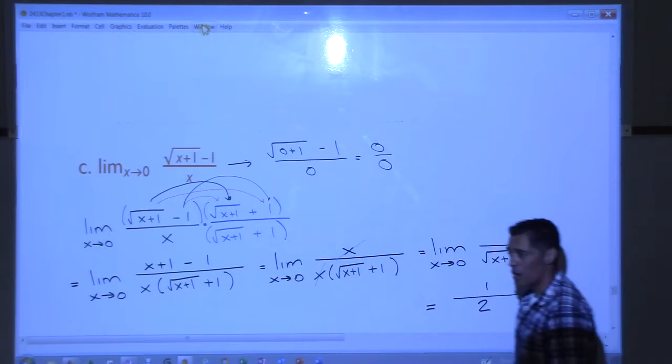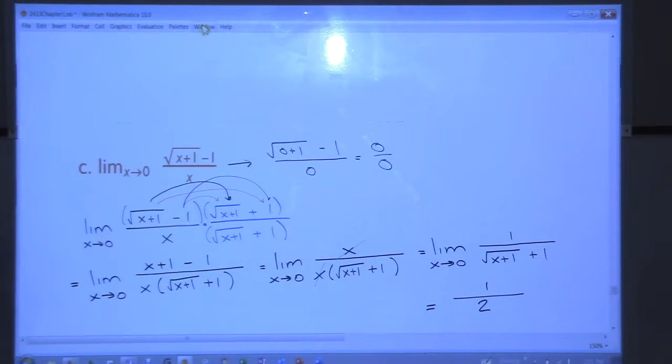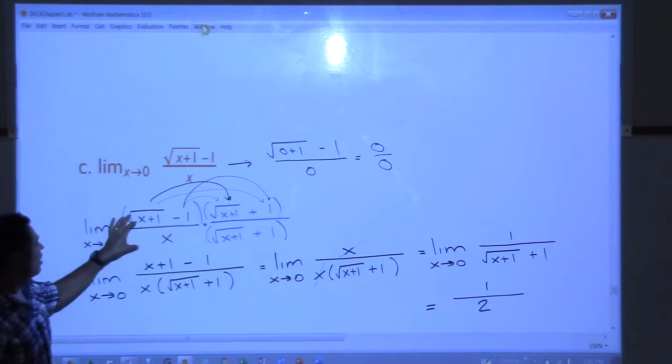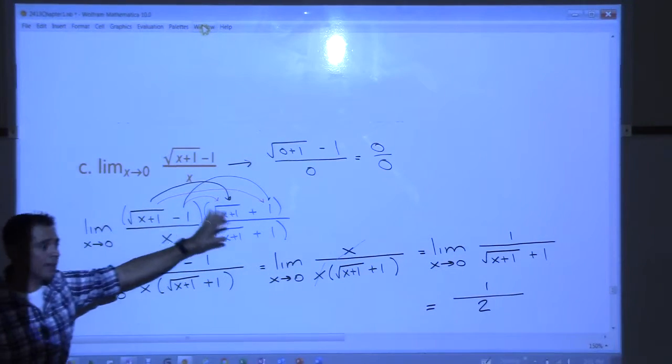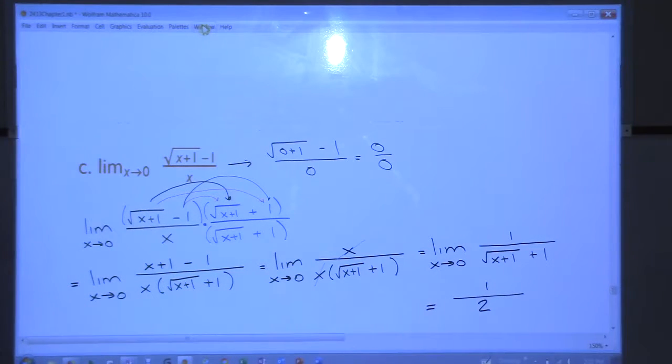Now would be a good time for questions if you have one. We started off 0 over 0. Saw that we had square roots. Tried a conjugate, right? It seems like it worked. Yes? So now you know that the conjugate is there as a tool.